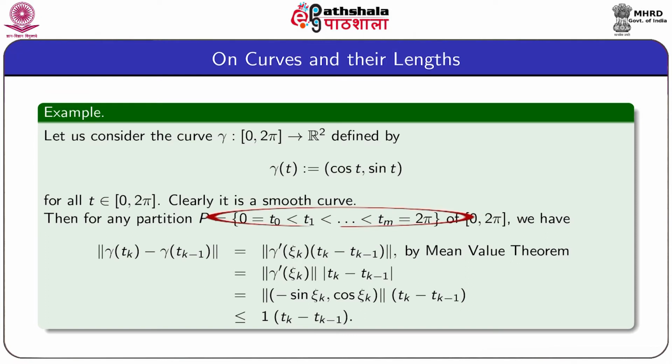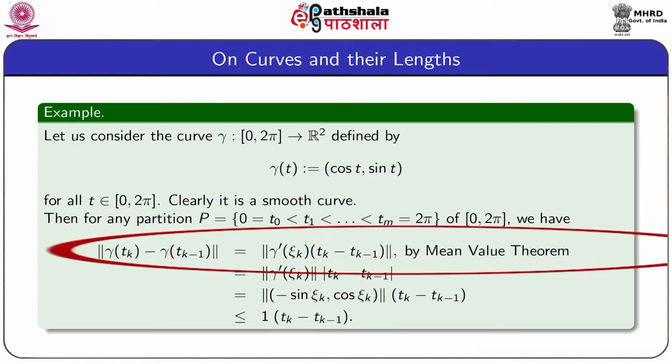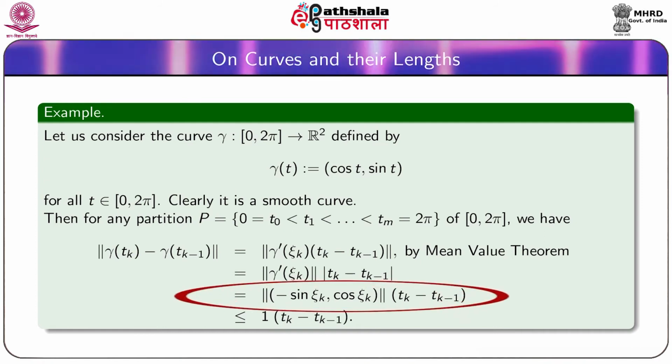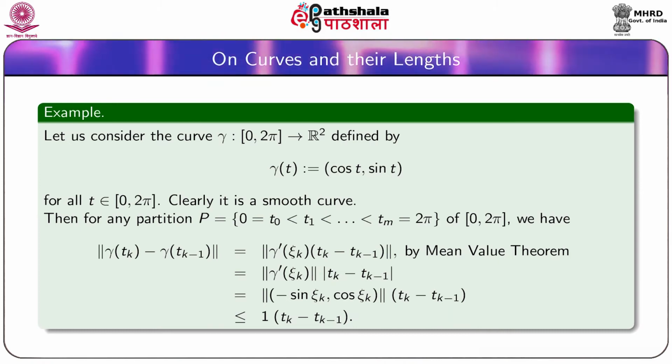We consider any partition P equal to 0, which is t0, strictly less than t1, continuing up to tm, which is 2 pi, of the interval [0, 2 pi]. We check norm of gamma(tk) minus gamma(tk-1) equals norm of gamma dash(xi k) multiplied by (tk minus tk-1) using the mean value theorem. Here xi k is some point intermediate between tk-1 and tk. So we can write this as norm of gamma dash(xi k) into modulus of tk minus tk-1. So this equals the norm of the vector (minus sin xi k, cosine xi k) multiplied by (tk minus tk-1). Since the elements t0, t1, ... are increasing, tk minus tk-1 is positive. So this is less than or equal to 1 times (tk minus tk-1).